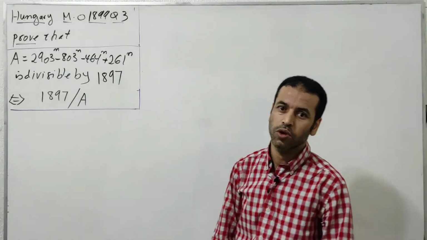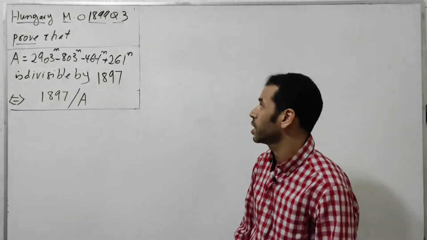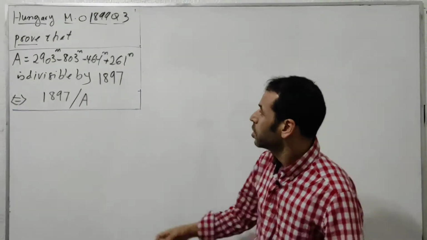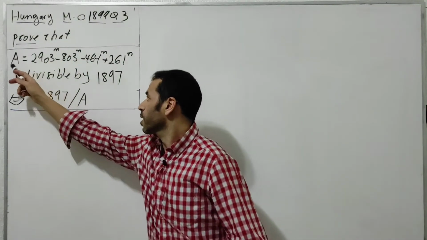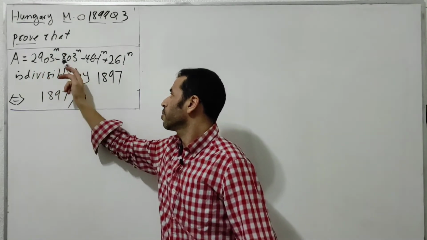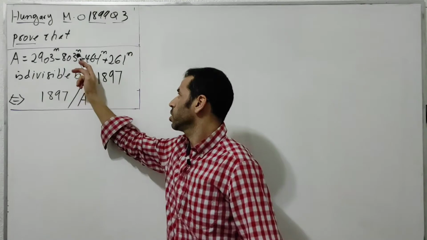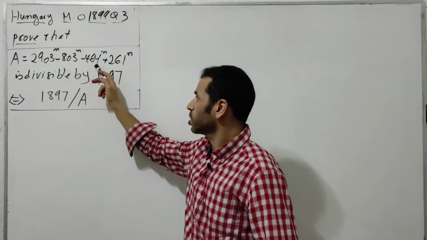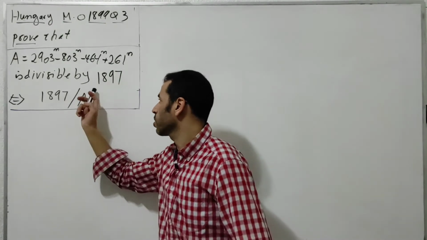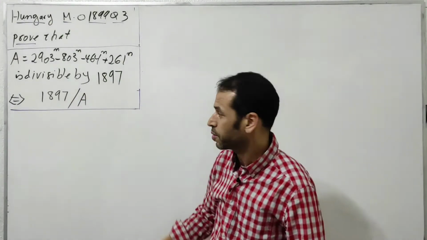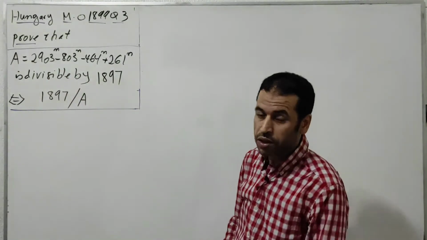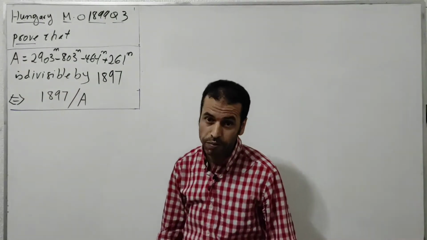Today's video, I would like to share with you a very nice problem of Hungarian Mathematical Olympiad edition 1899, question number 3. Prove the following setup: capital A equals 2903 to the n minus 803 to the n minus 464 to the n plus 261 to the n is divisible by 1897. In other words, 1897 divides capital A. This is a very old problem, but it's very nice.